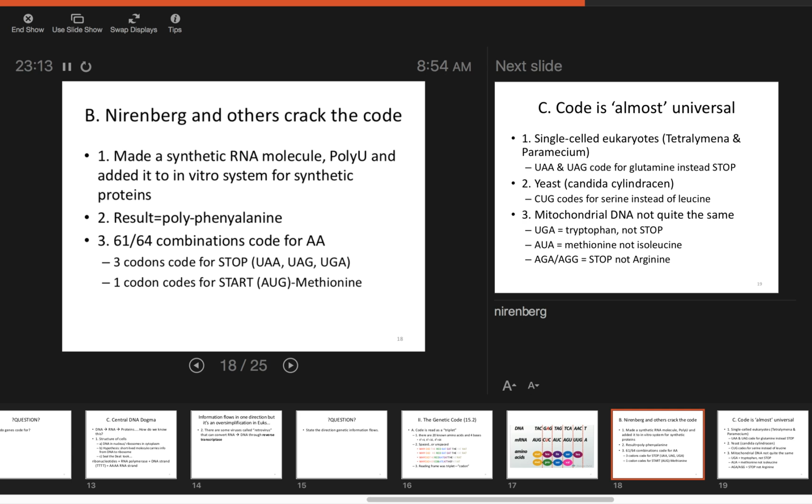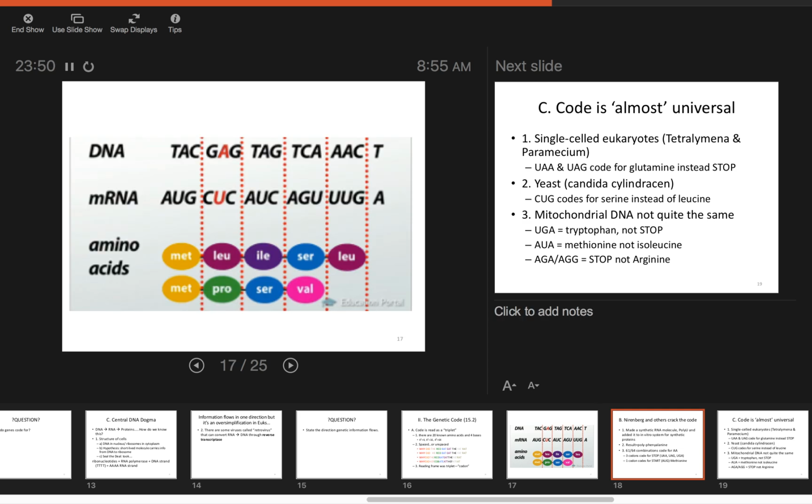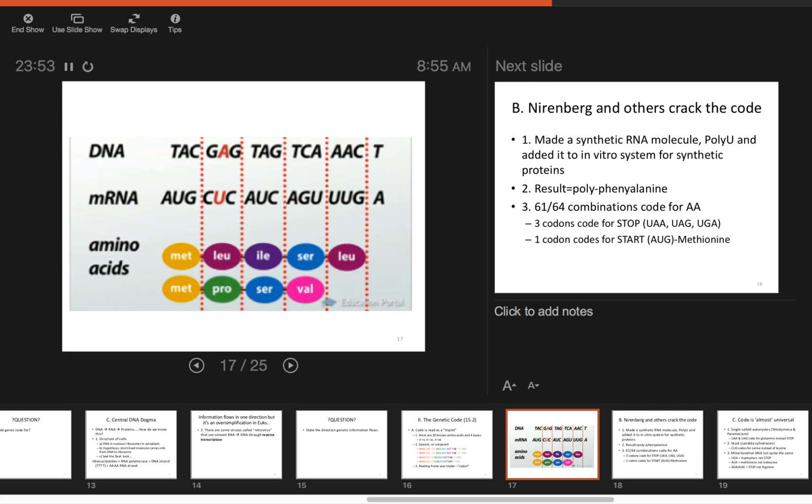And then they started to add GUU or AUU, and they literally just went systematically through all 64 combinations. And they found out that 61 out of 64 code for an amino acid. 3 codons code for a stop. And 1 codon only codes for methionine, which is an amino acid, so that's included in the 61. But they started to realize that in all proteins, the first amino acid is AUG. It always starts with methionine. If I go back a slide, look at which amino acid it started with: methionine. It's always methionine.